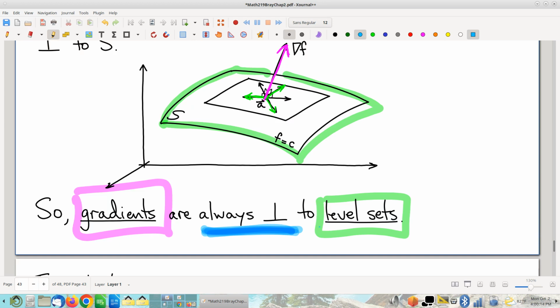So again, one of the big points of the calculus of level sets. So when you find yourself in any situation where you're looking at a level set, you've got yourself a really easy formula right here. Just compute the gradient vector. That will produce a vector perpendicular to your entire level set. Pretty cool. All right. So let me show you an application of that.